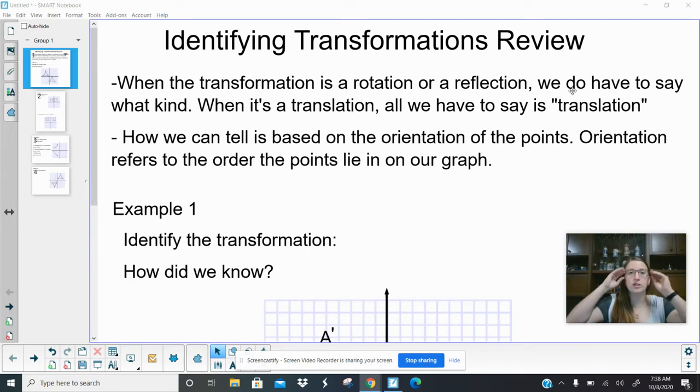If it's a reflection, you have to say, is it over the Y or X axis? I believe there's no examples in the test where it's like, oh, this is a reflection over Y equals 1. It's usually just the axes. When it's a translation, though, all we have to do is say translation.